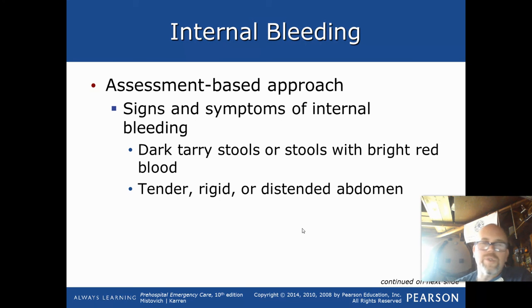Dark tarry stools, bright red blood, same thing exists here. Dark and tarry, it's been digested for a long period of time. It's a bad situation. Bright red, it's happening actively close to the exit.